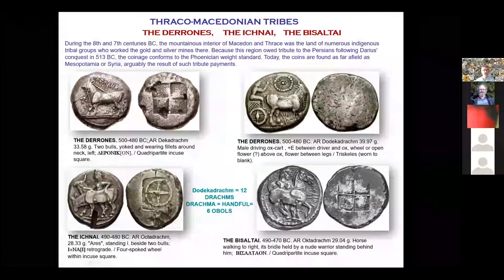Here is one that is 33.58 grams, and here is a dodecadrachm, 39.97 grams. Numismatists believe that they used a different weight system. That's why, for instance, a decadrachm would be 42.5 grams in the Attic weight standard, but here 34 grams is called a decadrachm.